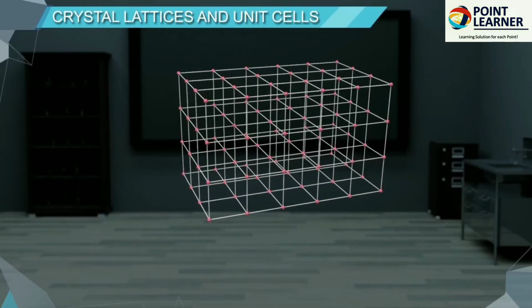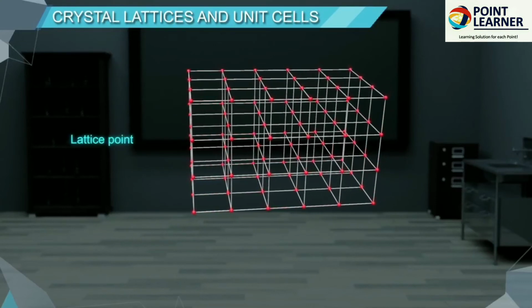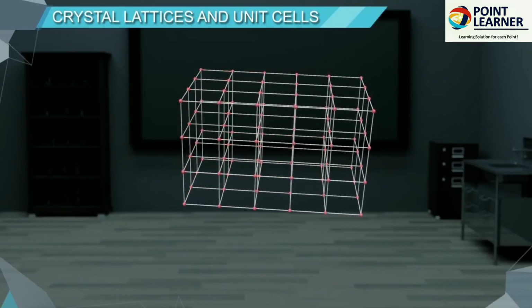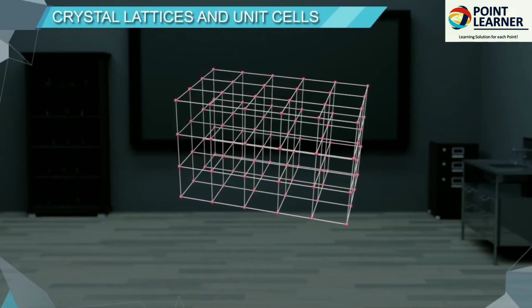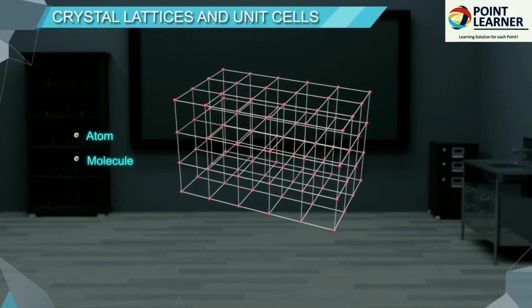First one, each point in a crystal lattice is called lattice point or lattice site. Second one, each point in a crystal lattice represents one constituent particle, which may be an atom, a molecule, or an ion.